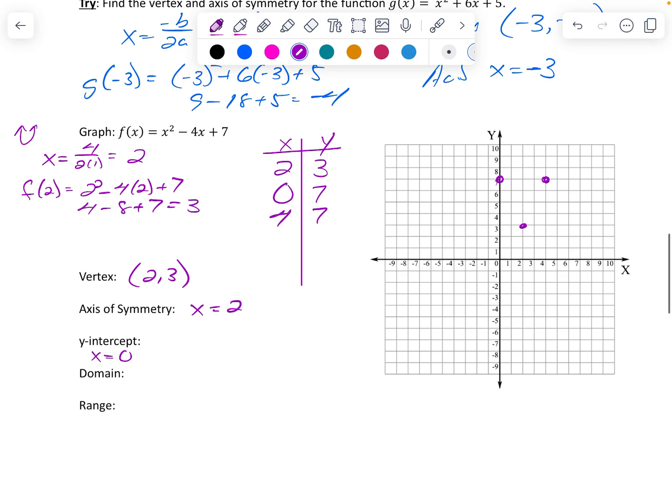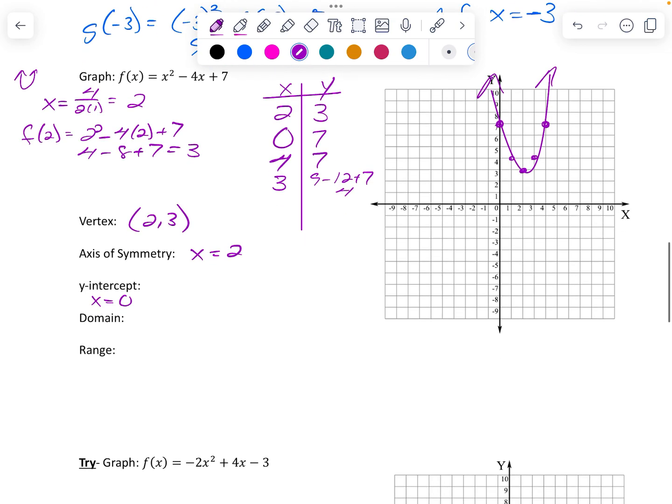We need another point, though, because we need 5 points to draw. So let's just plug in 3. That's going to be 9 minus 12 plus 7. That's going to be 4. So 4, 4. We can draw our graph. Oh, it worked. Yay.